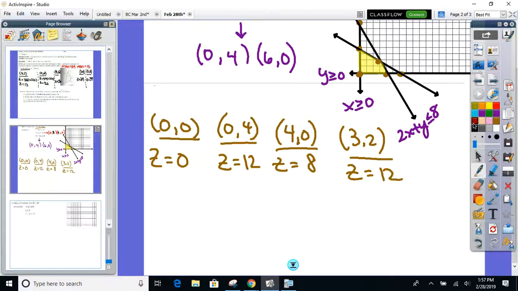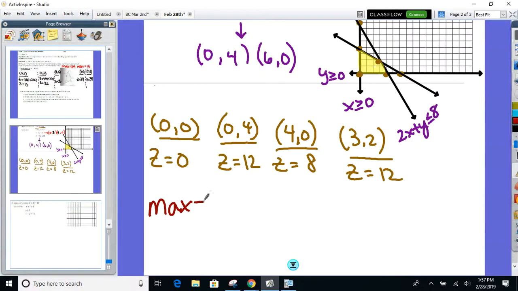Max value? 12. Here's how I want it written at this last part. The max equals 12 when, what are the x and y values? There's 2 of them, I know, but just give me one pair. The max is 12 when? Yeah, give me a pair when the max is 12.